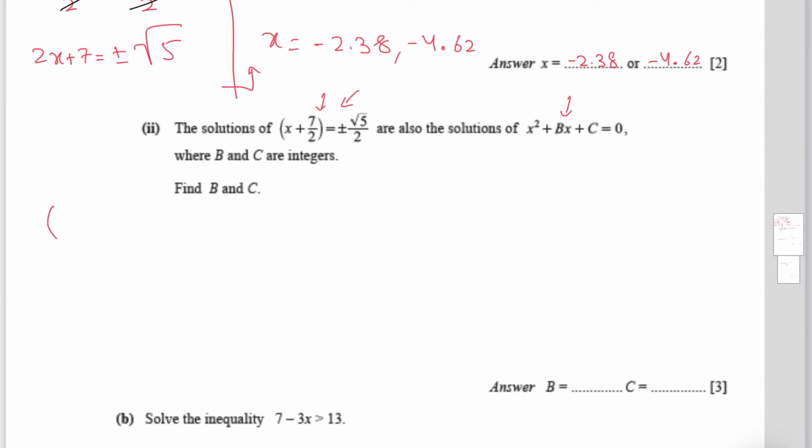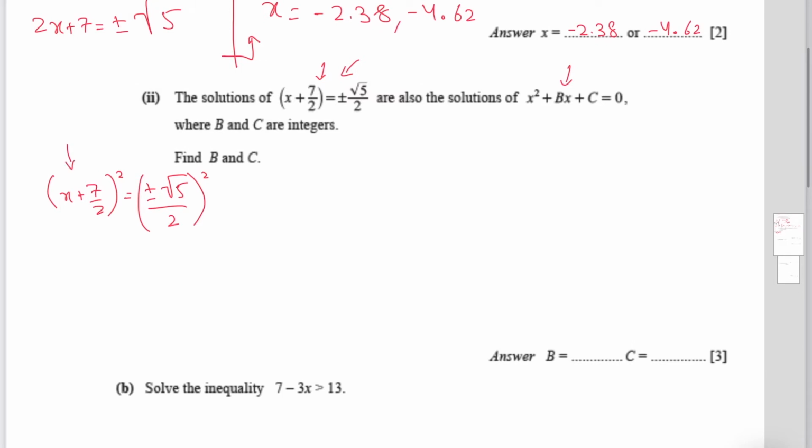So what we do is we take (x plus 7)/2 and we square this, and we also square the other side, which is plus minus under root 5 over 2. We square this side as well. On the left side, what you will get is x square plus 7x plus, what is 3.5 times 3.5? This gives us 12.25, and I'm only going to use the calculator. This becomes 7x, by the way, not 7 but 7x. This is equal to, now the under root sign and the square sign cancel each other out. So you're left with 5 over 2 square, which is 5 over 4.